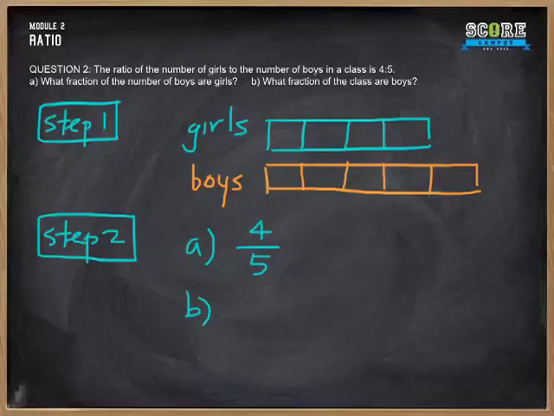Question B, what fraction of the whole class are boys? So there are 5 units of boys, but to find the total number of units in a class, you add up all the boxes. So you get 9. So the answer is 5/9. Once again, how did I get 9? You just add up all the boxes. 4 boxes for the girls plus 5 boxes for the boys. You get 9. And these are your final answers.